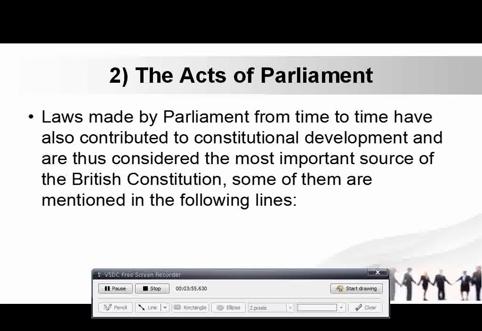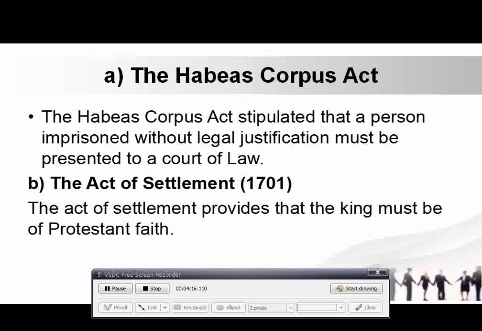After that, we have the Acts of Parliament. The laws made by the Parliament from time to time have also contributed to the constitutional developments and are thus considered one of the most important sources of the British Constitution. A few of them are mentioned in the following lines. So first of all, we have the Habeas Corpus Act. That means bring the body. The Habeas Corpus Act stipulated that a person who is imprisoned without legal justification must be presented to a court of law.